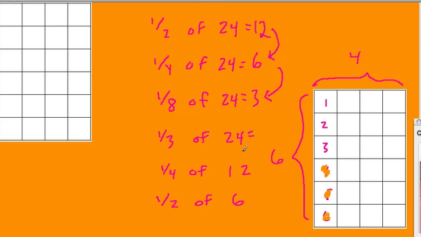Now a third of 24, a little bit trickier. We're going to have to look at this a different way and say, okay, well, what size piece fits into this, into 24, 3 times? And I think you might notice something cool here, that an eighth of 24 is 3, and a third of 24 is 8. And what's happening there is that 8, 1/8, goes into 24 3 times. 8 times 3 is 24, and conversely, 3 times 8 is 24.